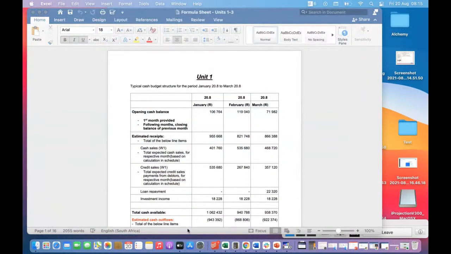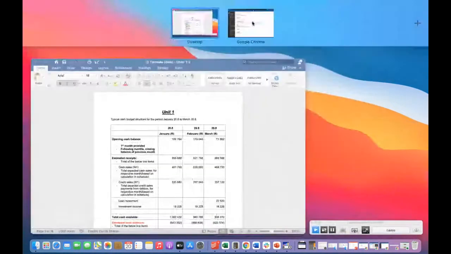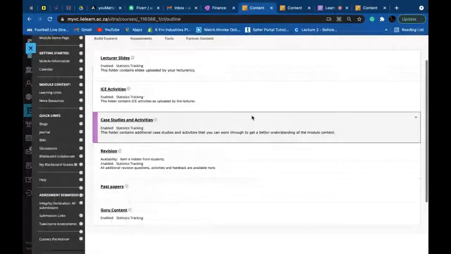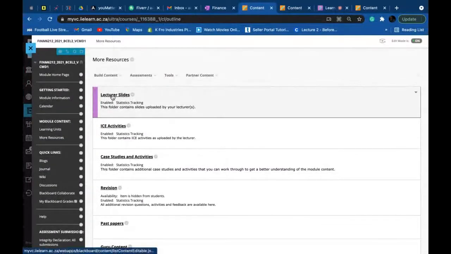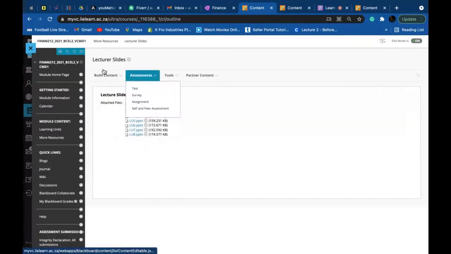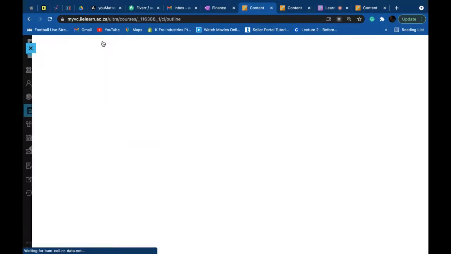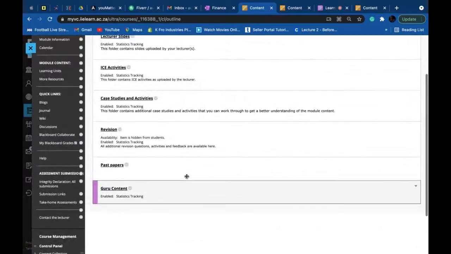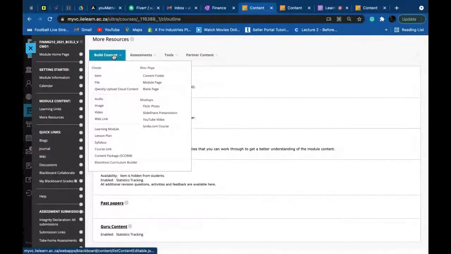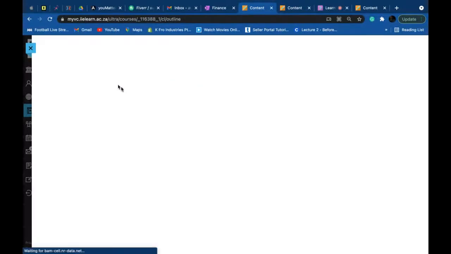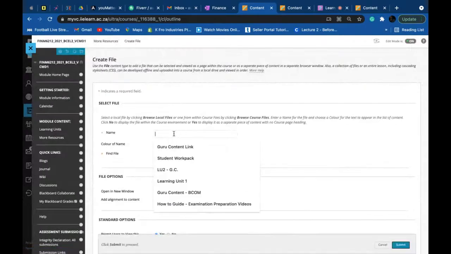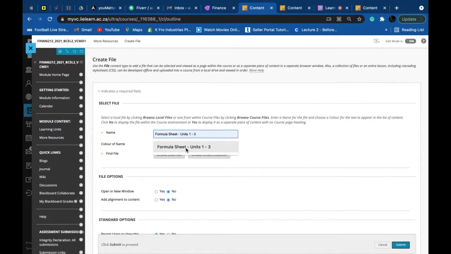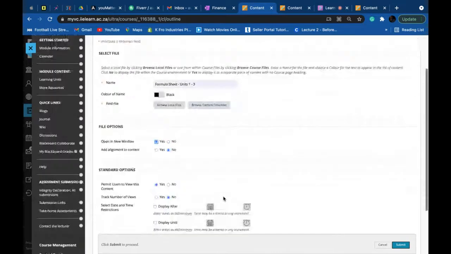So I'm now just trying to see where I uploaded the formula sheet that I'm talking about now. I thought I had. Okay, so let me just quickly upload this. I hope I didn't upload it to the wrong group. Okay, and it's a Word document.